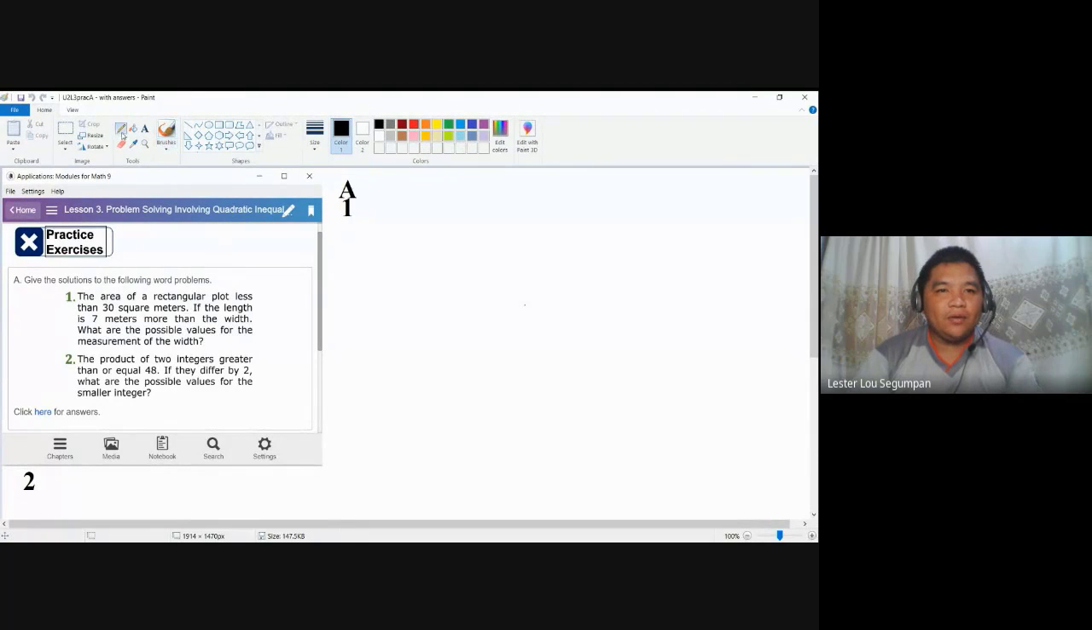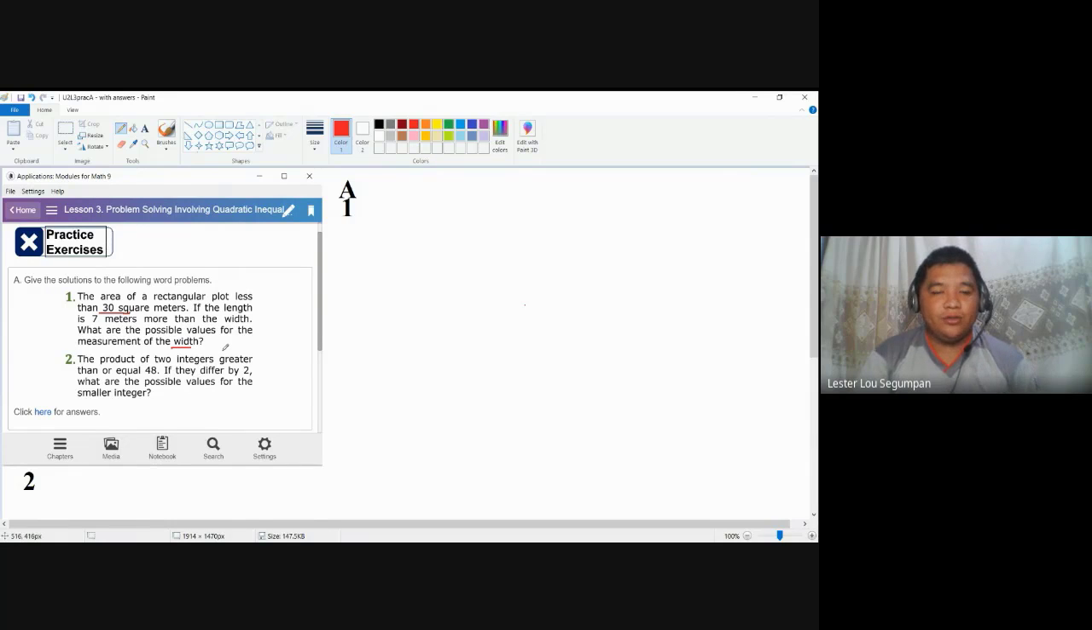So for item number one, it is given that the area of a rectangular plot is less than 30 square meters. We are also given the relationship between the length and the width of the rectangular plot. And later on, we will be solving for the possible values for the measurement of the width.